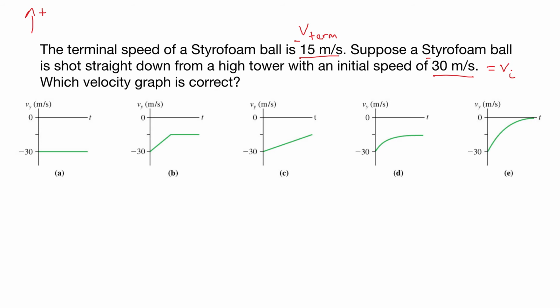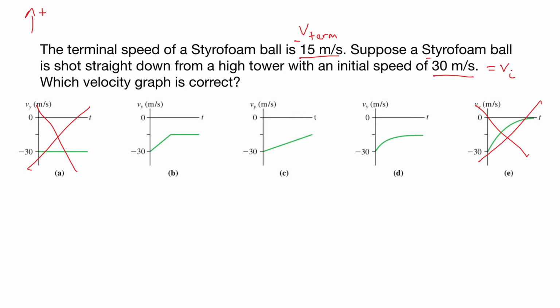Next, we know that it's going to start with an initial speed of 30, which all 5 options do. But we also can assume that this is going to be a high enough tower that our styrofoam ball will reach terminal speed, which is negative 15 meters per second. So graphs A and E do not stop or even reach that negative 15 meters per second. So I know that it can't be those options. So I'm left with B, C, and D. We can see that B and C both have linear slopes to them for at least some section, whereas D looks like a curved graph.